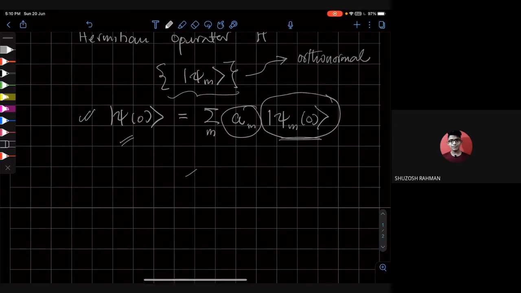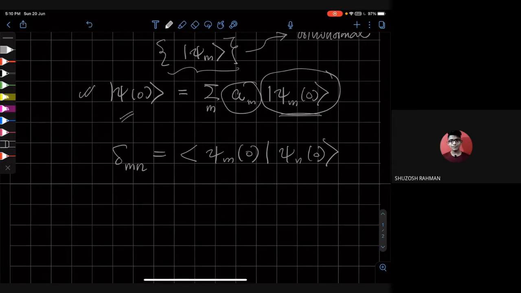What does that mean? That means that if you take psi m and take the inner product with psi n, then it's 0 unless m is equal to n. So using that, we can see that if I take the inner product of psi m with psi of 0, that gives me a_m, the coefficient.